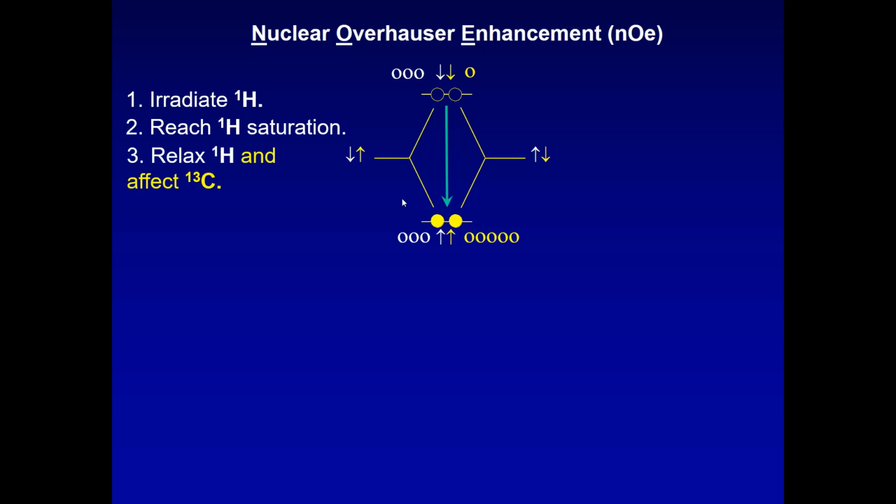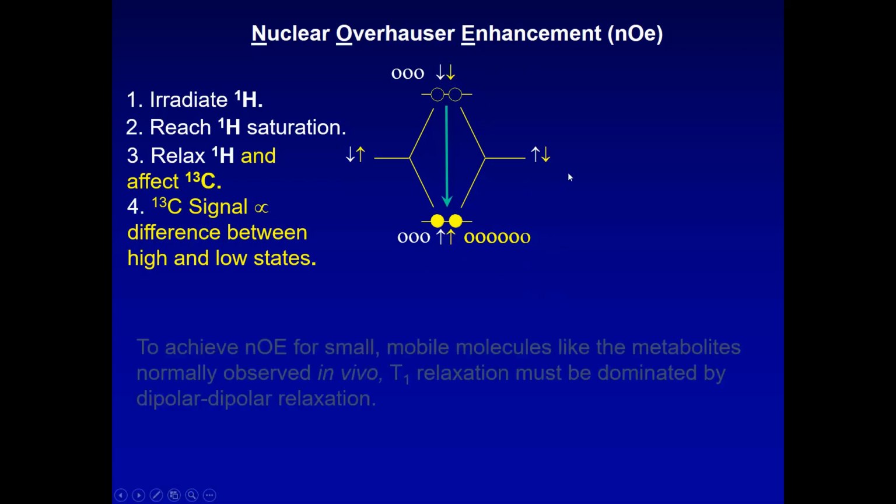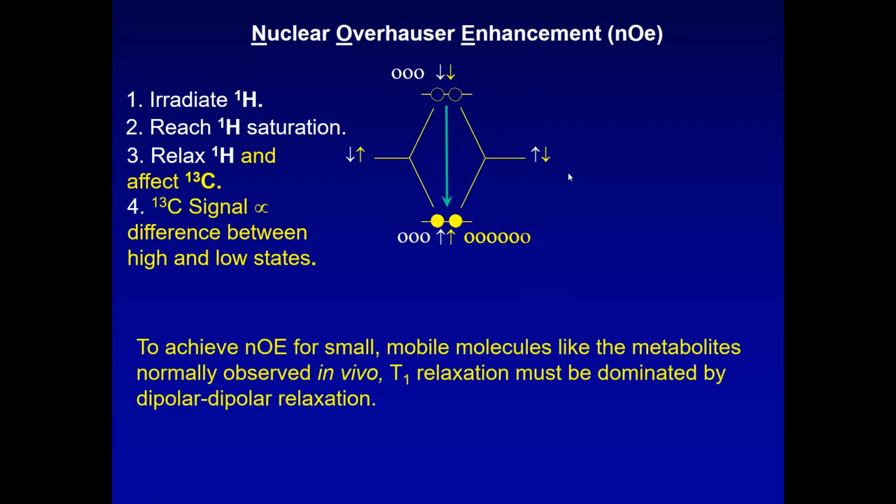Then we allow some relaxation to occur. And when this occurs, we end up transferring the magnetization, enhancing the magnetization on the carbon-13 side. We get a larger difference between the energy states on the carbon-13 side. And then when we acquire, we have boosted the signal.